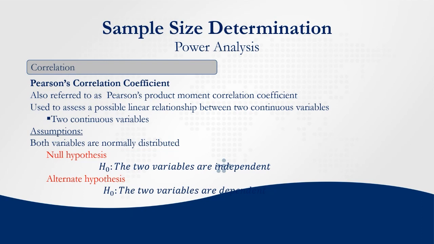So I'm doing a third example now. Now I'm doing Pearson's correlation coefficient. Here we are looking at two numeric variables. It's a relationship. The null hypothesis will say they are not related, meaning they are independent. The alternate will say they are related.